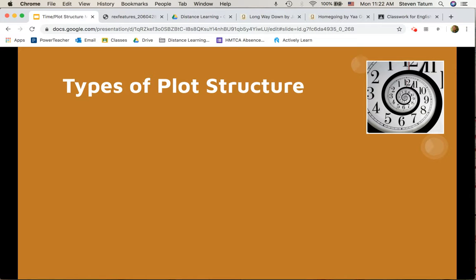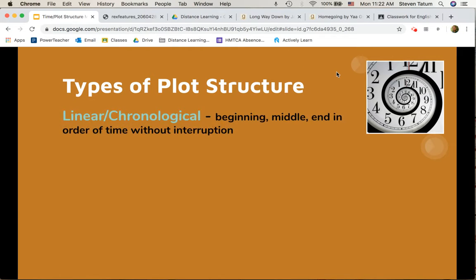So there are a few basic types of plot structure, and they all have to do with how the author is manipulating time in their stories. The first is the most common, linear or chronological structure, that has a clear beginning, middle, end, and it progresses straight through time in a clear way without jumping around at all. Occasionally, there might be a little bit of a flashback, but overall, if time is just marching forward in the story from beginning to end, then you've got a linear or chronological story.